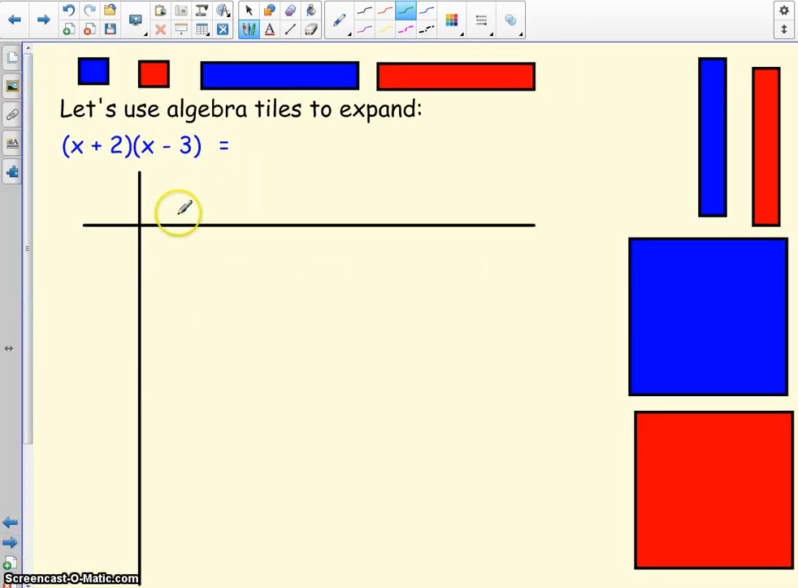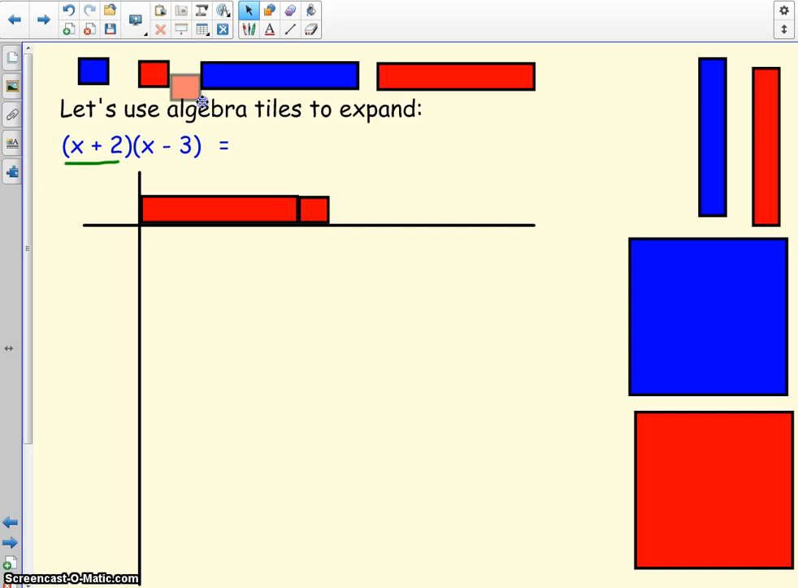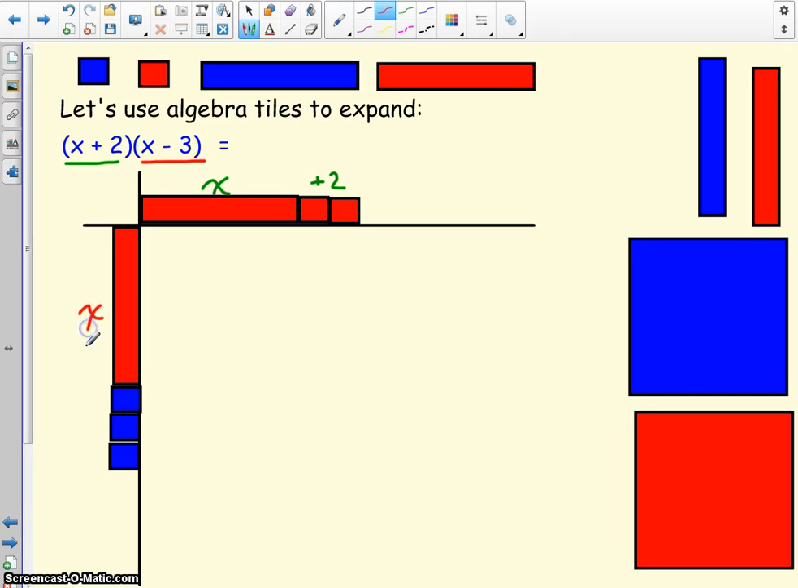I'll show you what I mean with this first example. We're going to use algebra tiles to expand x plus 2 and x minus 3. We start by taking x plus 2. In algebra tiles, our x is this one right here, and I'm going to take a plus 2 and put it right here. So this is x plus 2. Now x minus 3 goes along the side down here, so I take an x tile and minus 3.